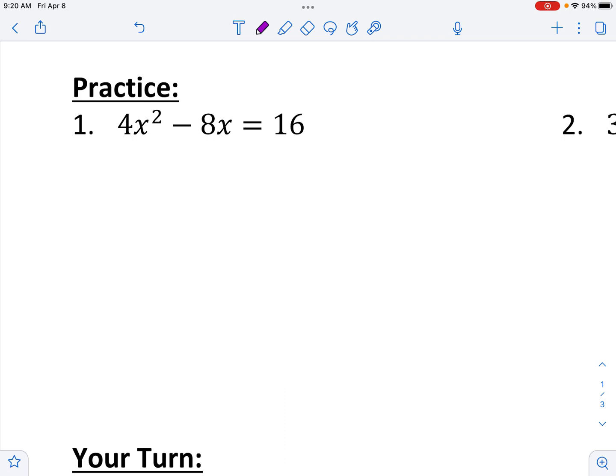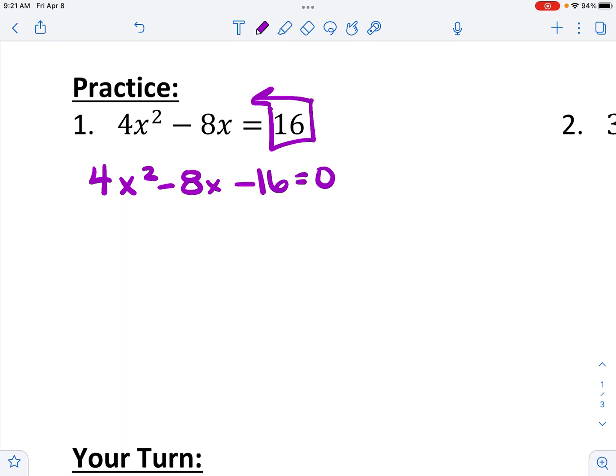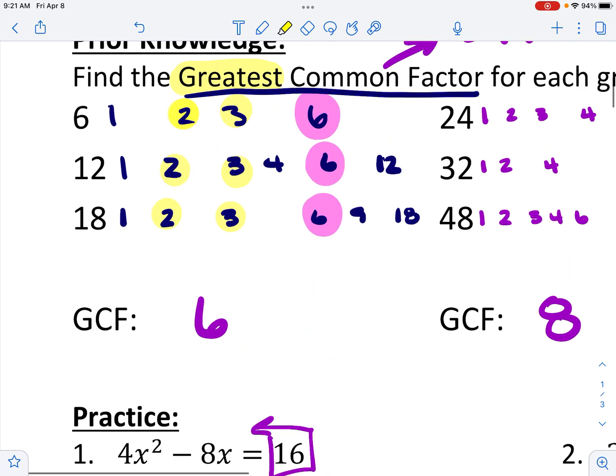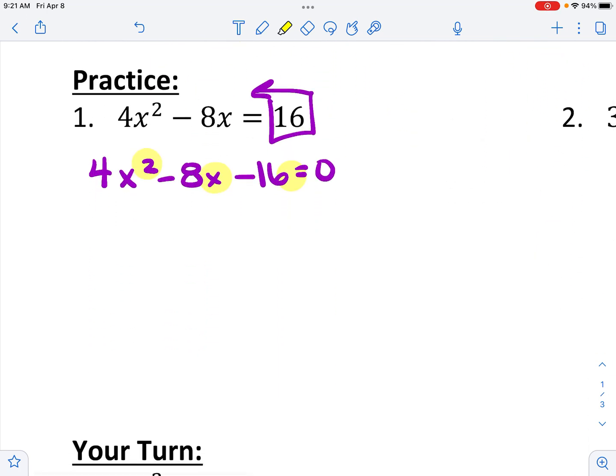So let's first put it in standard form. I can tell already I have to move the 16 over because it doesn't equal 0. And remember, when I move it to the left, it changes from a positive to a negative. And now it's equal to 0. Remember also that our terms need to be in descending order. So it's going to be x squared and then our x and then nothing. We've got to pay attention. We're looking for x squared, then our x, and then our constant.